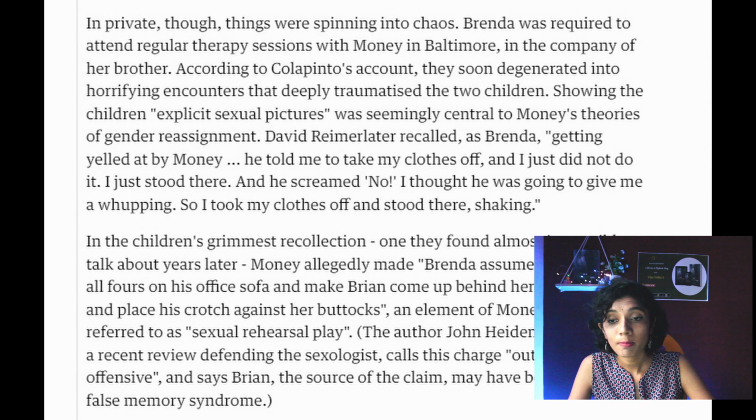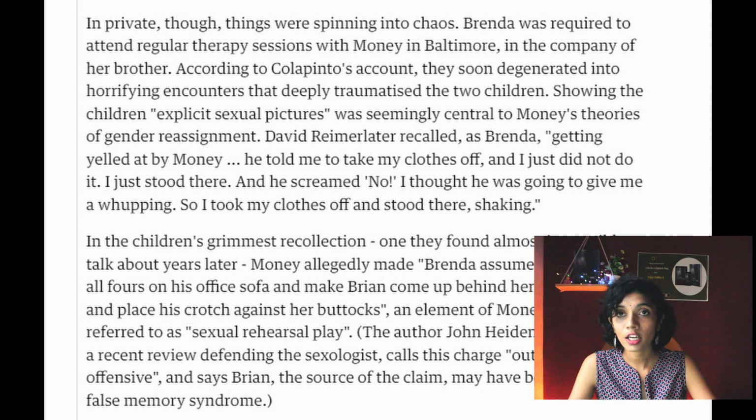Showing the children explicit sexual pictures was seemingly central to Money's theories of gender reassignment. David Reimer later recalled, as Brenda, getting yelled at by Money. "He told me to take my clothes off and I just did not do it. I just stood there and he screamed no. I thought he was going to give me a whooping. So I took my clothes off and stood there shaking."